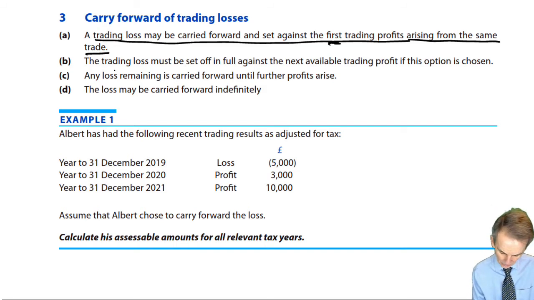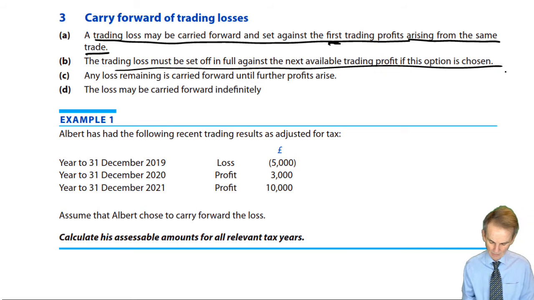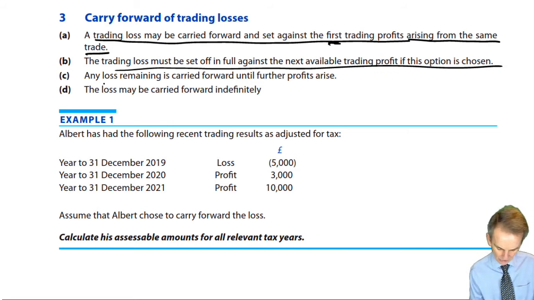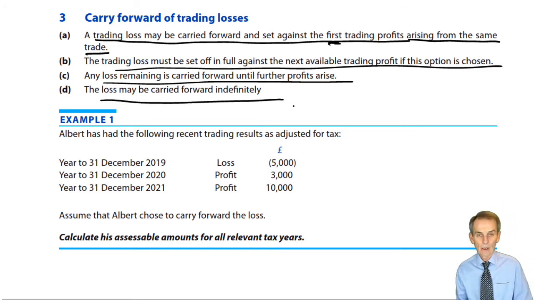The trading losses, we just said, must be set off in full against the next available trading profits. Any loss remaining is carried forward until further profits arise. The loss may be carried forward indefinitely, of course, until such time that the trade ceases to trade. There's nothing else that you can do after that.